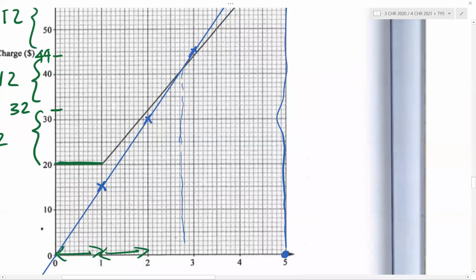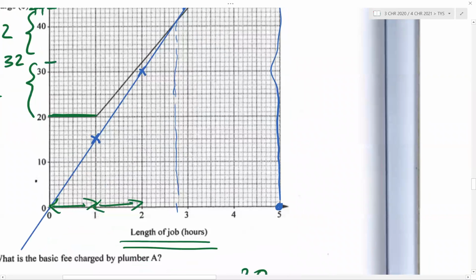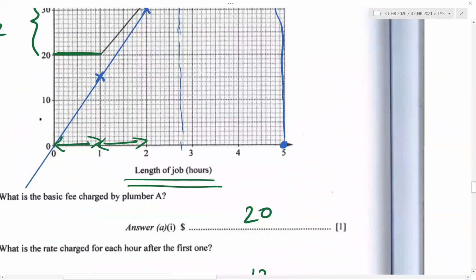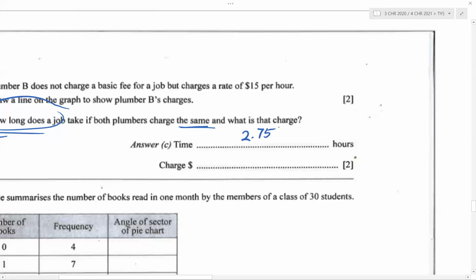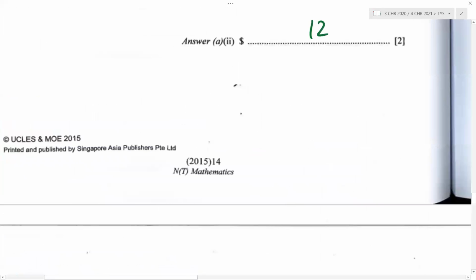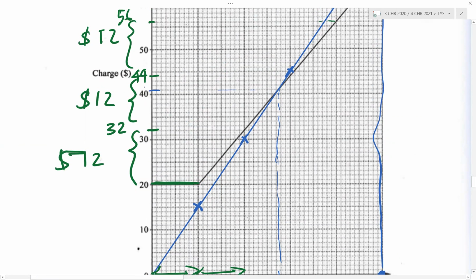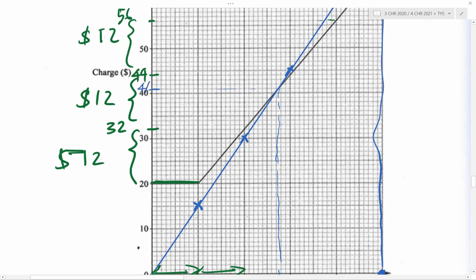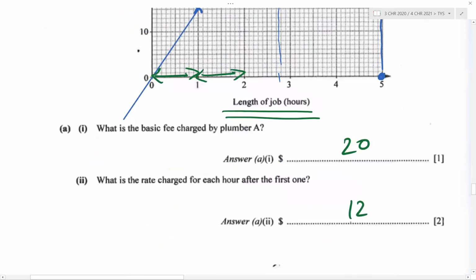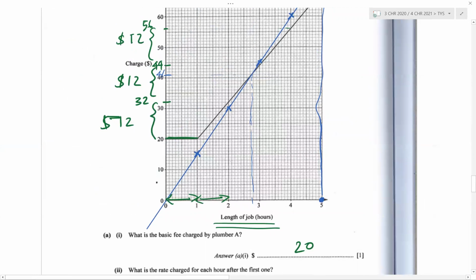My duration is 2.75 hours. That's mine. 2.75 hours or 2 3/4 hours. And what is my charge? From my graph, it says the charge is $41 for me. Your value, in all likelihood, should be close to mine. Might not be exactly the same, but it should be close to mine, and that is good enough. Okay.